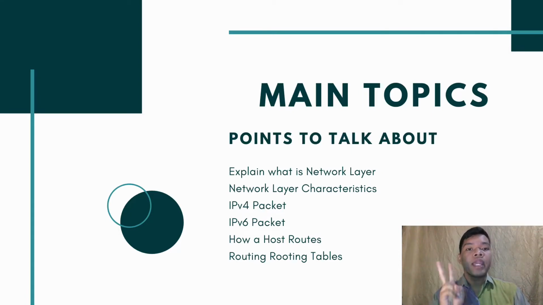First, explain what is the network layer. Second, network layer characteristics: explain how the network layer uses IP protocols for reliable communications. Third, IPv4 packet: explain the role of the major header fields in the IPv4 packet. Fourth, IPv6 packet: explain the role of the major header fields in the IPv6 packet.